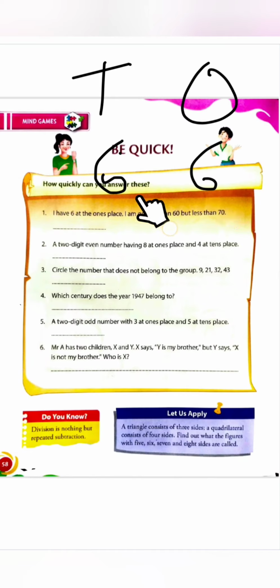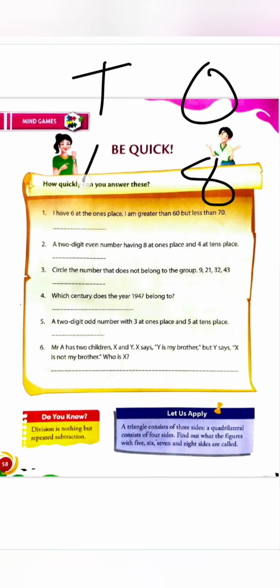So the answer is 66. Now kids, see in the second question, a 2-digit even number having 8 at ones place and 4 at tens place. So kids, again tens and ones, right? Here having 8 at ones place and 4 at tens place. So 48. So 48 is our second answer.